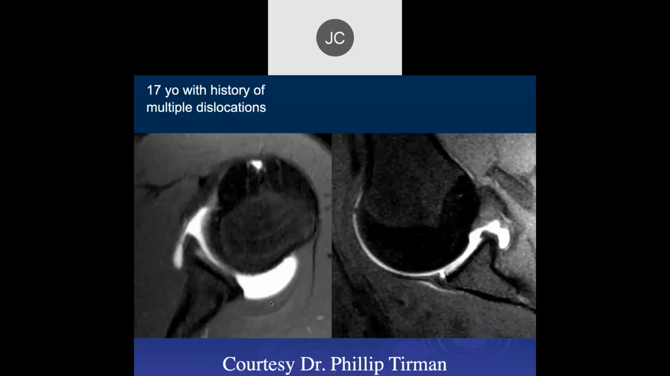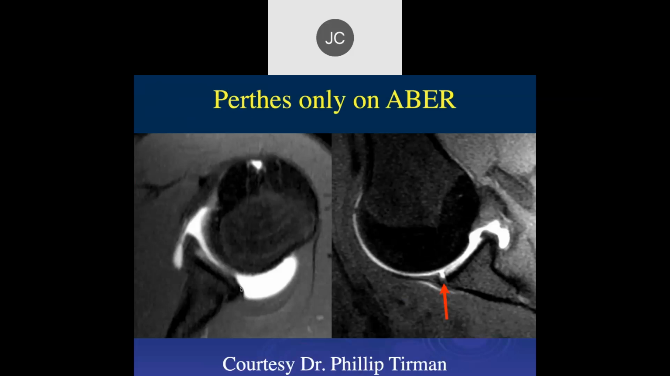Okay, here's the ABER view. On the ABER view, we see a tear of the anterior labrum. Yeah. The posterior is kind of blunted here. Maybe it's a little bit thickened. We'll talk about the differential for this later. So this just shows you can occasionally see it only on the ABER view.